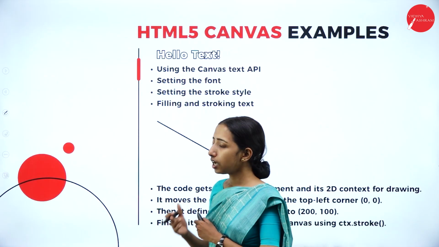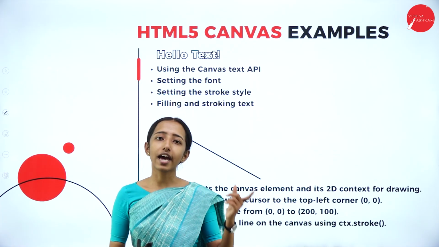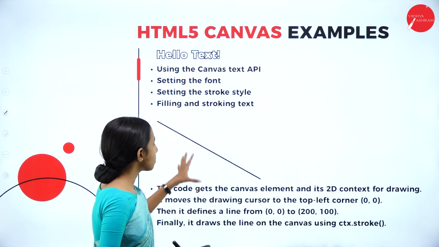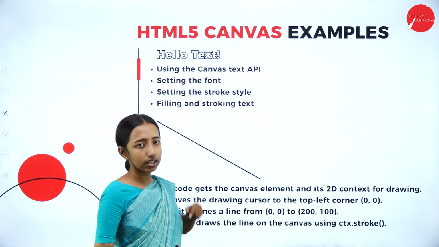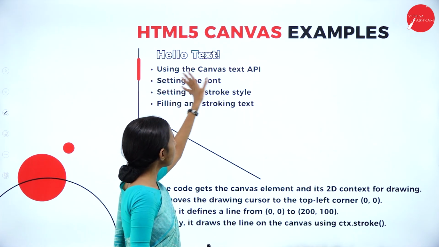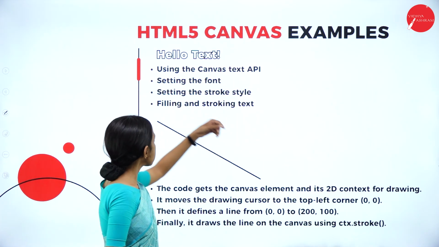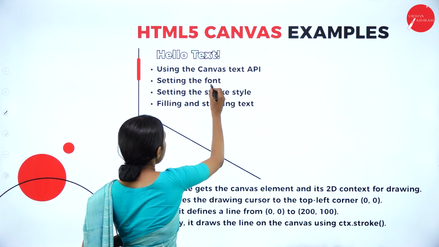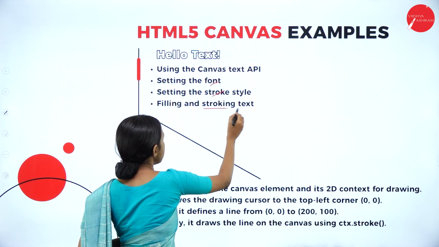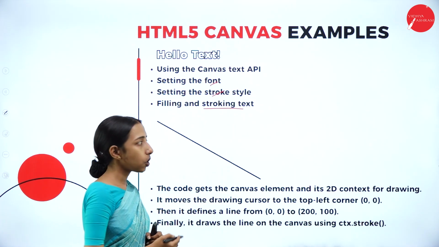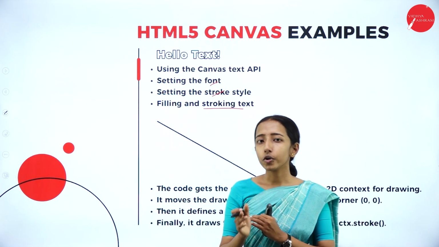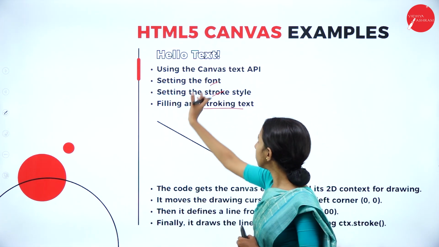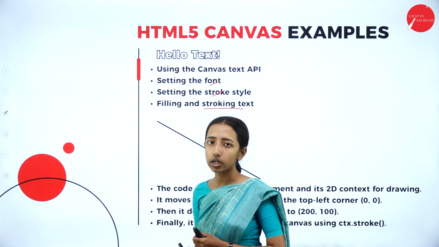Next, here is an example of how the canvas looks. These are just examples of the canvas. The first one is a hello text. Here we are using the canvas and setting the font, stroke style and stroking the text. In the rendering context, we have seen the text drawing. Using that method, we have drawn this example hello text.